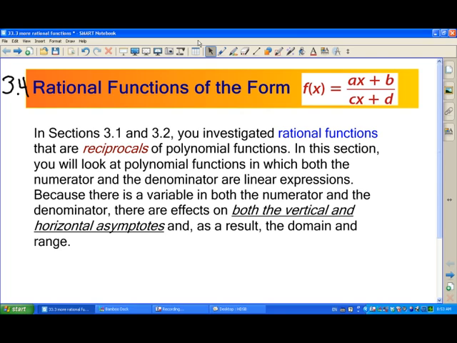3.4, where we're looking at rational functions of the form ax plus b over cx plus d. So we've looked at reciprocals of linear functions and reciprocals of polynomial functions. Today we're going to be looking at functions that are a polynomial over another polynomial. We'll start simple. We'll start with linear functions over linear functions.